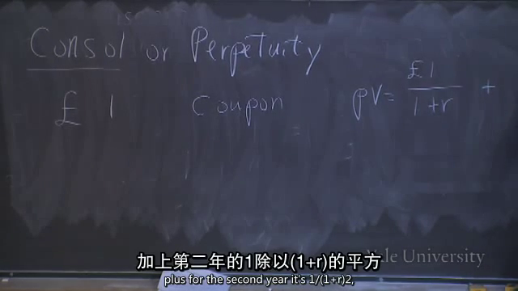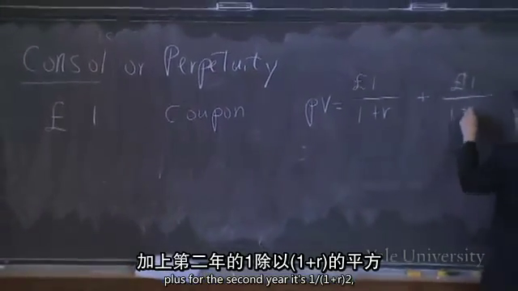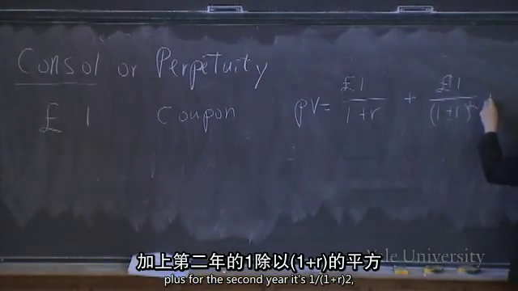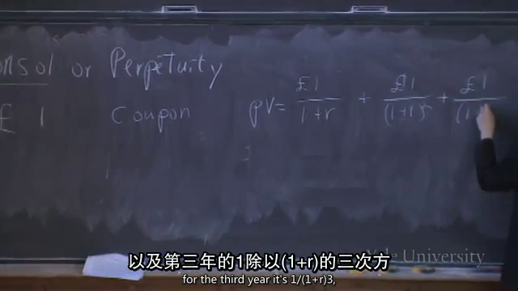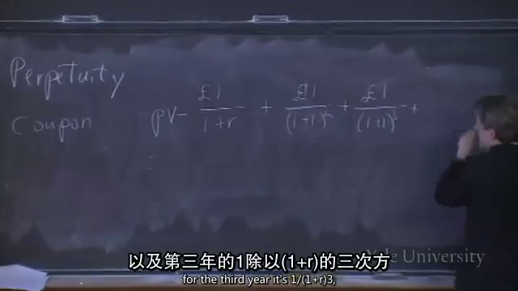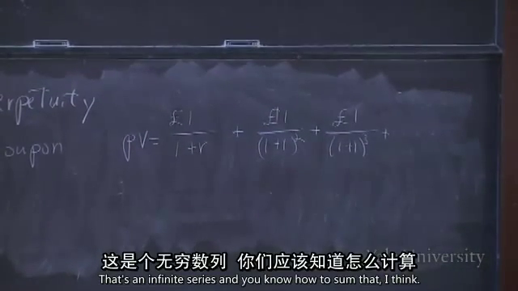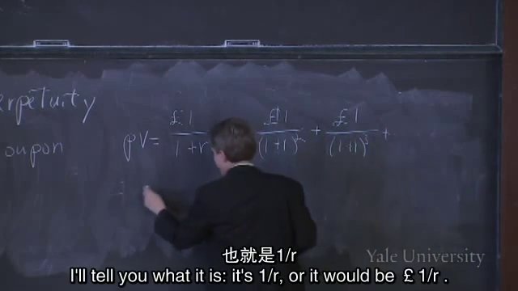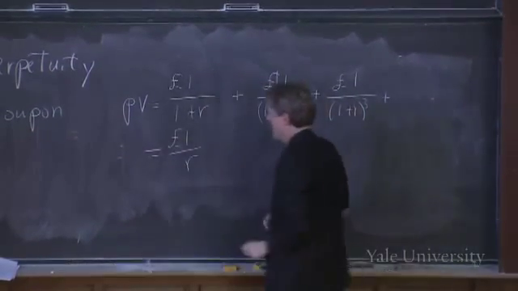Plus, for the second year, it's £1 over 1 plus r squared. For the third year, it's £1 all over 1 plus r cubed. And that goes on forever. So that's an infinite series. And you know how to sum that, I think. Anyway, I'll tell you what it is. It's 1 over r. Or it'd be £1 over r.